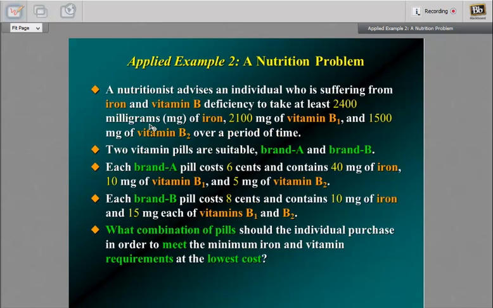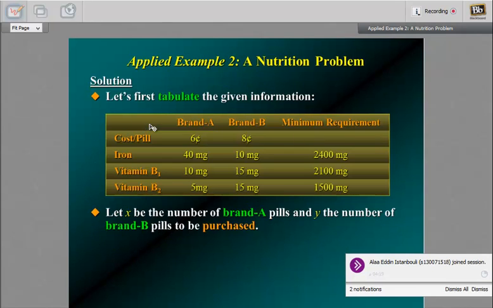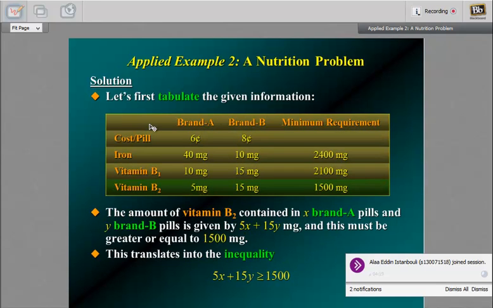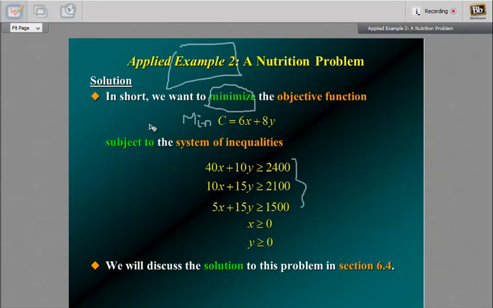Similarly, there is a second example we will discuss. Example number two, and again the data of the example is given. In this example we have to minimize the objective function, subject to these three constraints and subject to the non-negative restrictions.